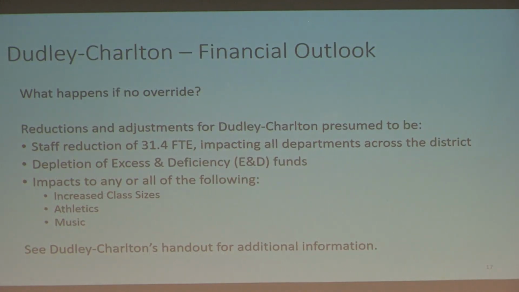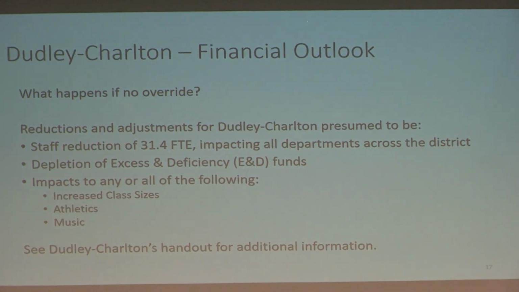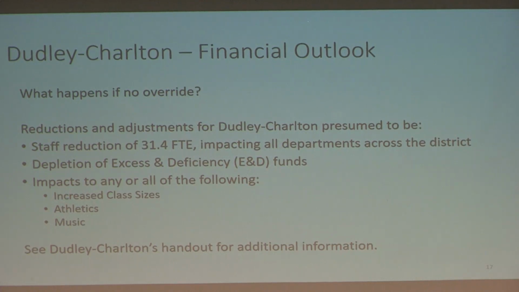What happens if no override? We have multiple slides on this. This one is focused on the regional school district, Dudley Charlton. Reductions and adjustments for Dudley Charlton, which are presumed to be reductions in staff equal to 31.4 FTEs, which would impact all departments across the district. The depletion of excess and deficiency funds, which is another word for reserves. Impacts to any or all of the following: increased class sizes, athletics, music. And there is a handout that contains information related to this in more detail.